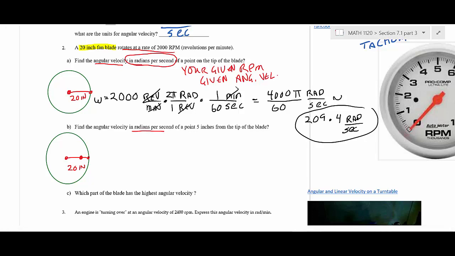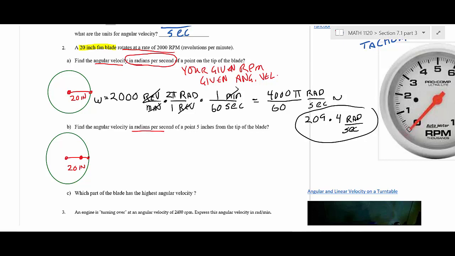Now, let's think about what this would be. What does angular velocity do? It measures how many rotations go by in a unit of time. So I'm going to ask you a question. Is it any different? What do you think?